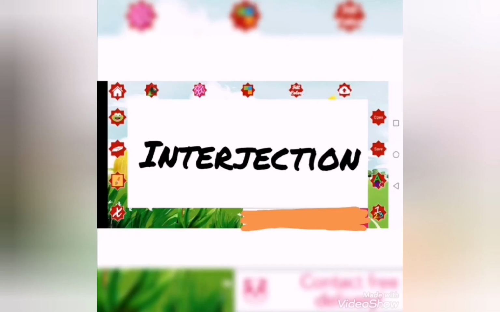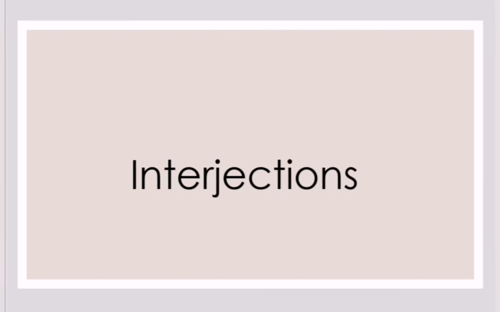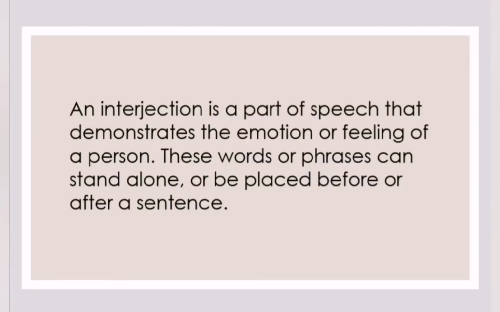Last part of speech is interjection. Friends, an interjection is a part of speech that demonstrates the emotion or feeling of a person. These words or phrases can stand alone or be placed before or after a sentence.